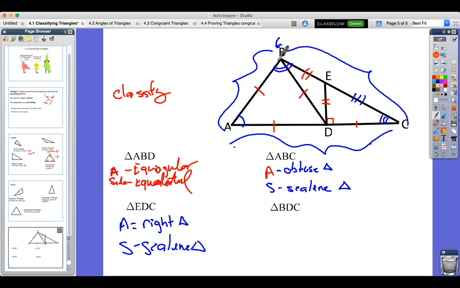And then look at BDC. BDC is this triangle right here. Based off the angle, because this is the biggest angle right here and it's over 90 degrees, it's an obtuse triangle. Now based off these sides, you see how these have the same mark, this right here and this right here? These two sides are congruent to each other. That is our isosceles triangle right there.